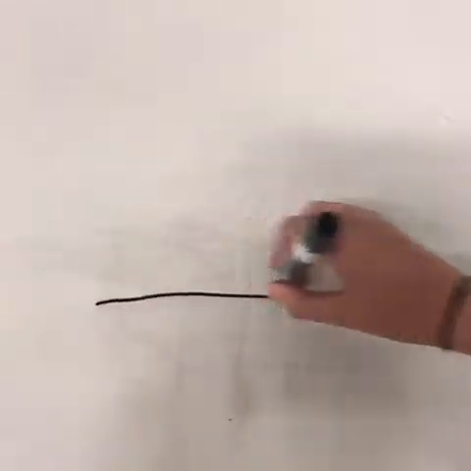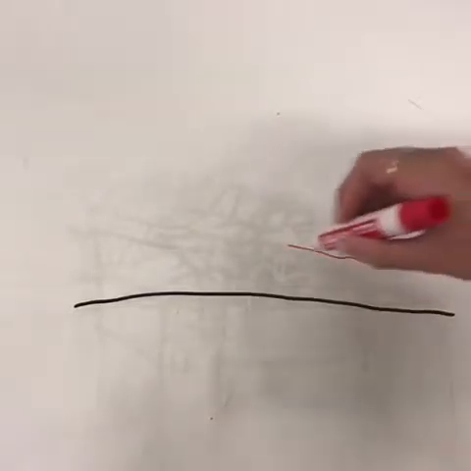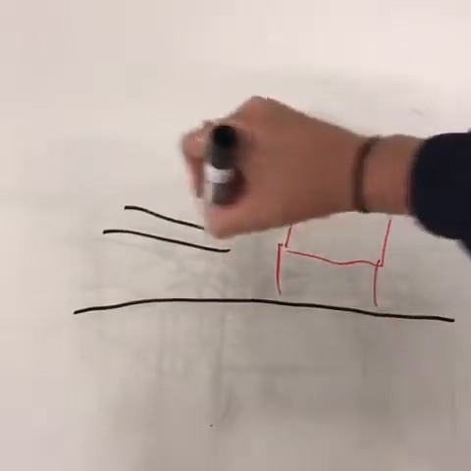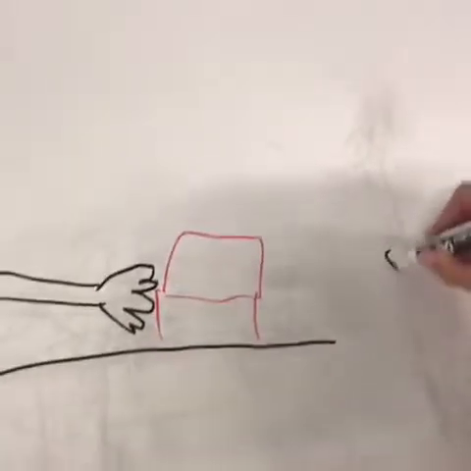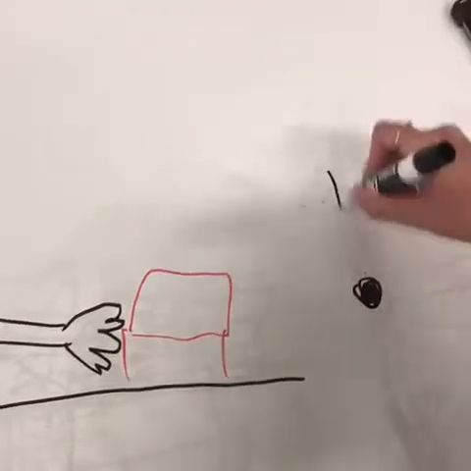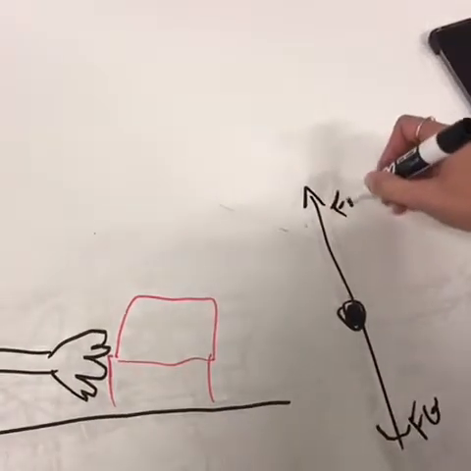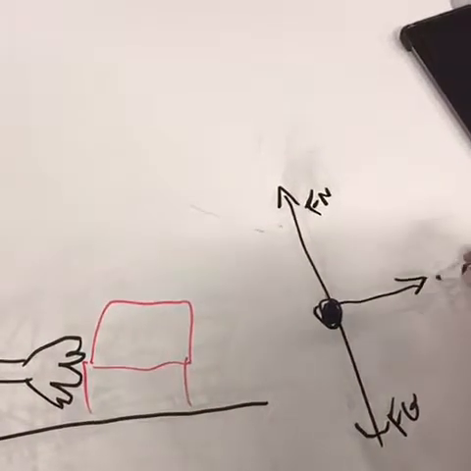Applied force is a hand pushing a brick to the right, moving in the direction of the push. Here's the brick, and here's the hand. The free body diagram for this would have balanced forces for Fn and Fg. It would also have applied force, Fa, moving to the right in the direction of the push.